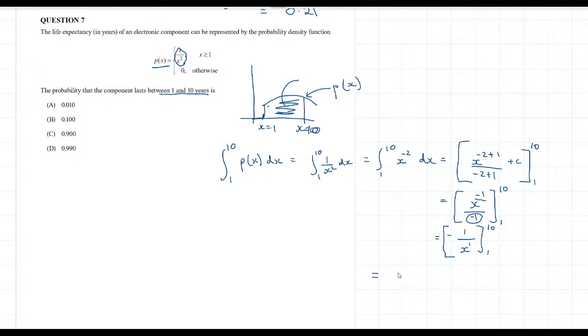Okay, so let's do that. So that's going to be negative 1 over 10 minus negative 1 over 1. Minus minus becomes plus. Now 1 over 1, we can write that as 10 over 10, which is just a fancier way of saying 1. And negative 1 plus 10 gives us 9 over 10. Now we can write this as a decimal. So 9 over 10 as a decimal is 0.9. So that's going to be C.